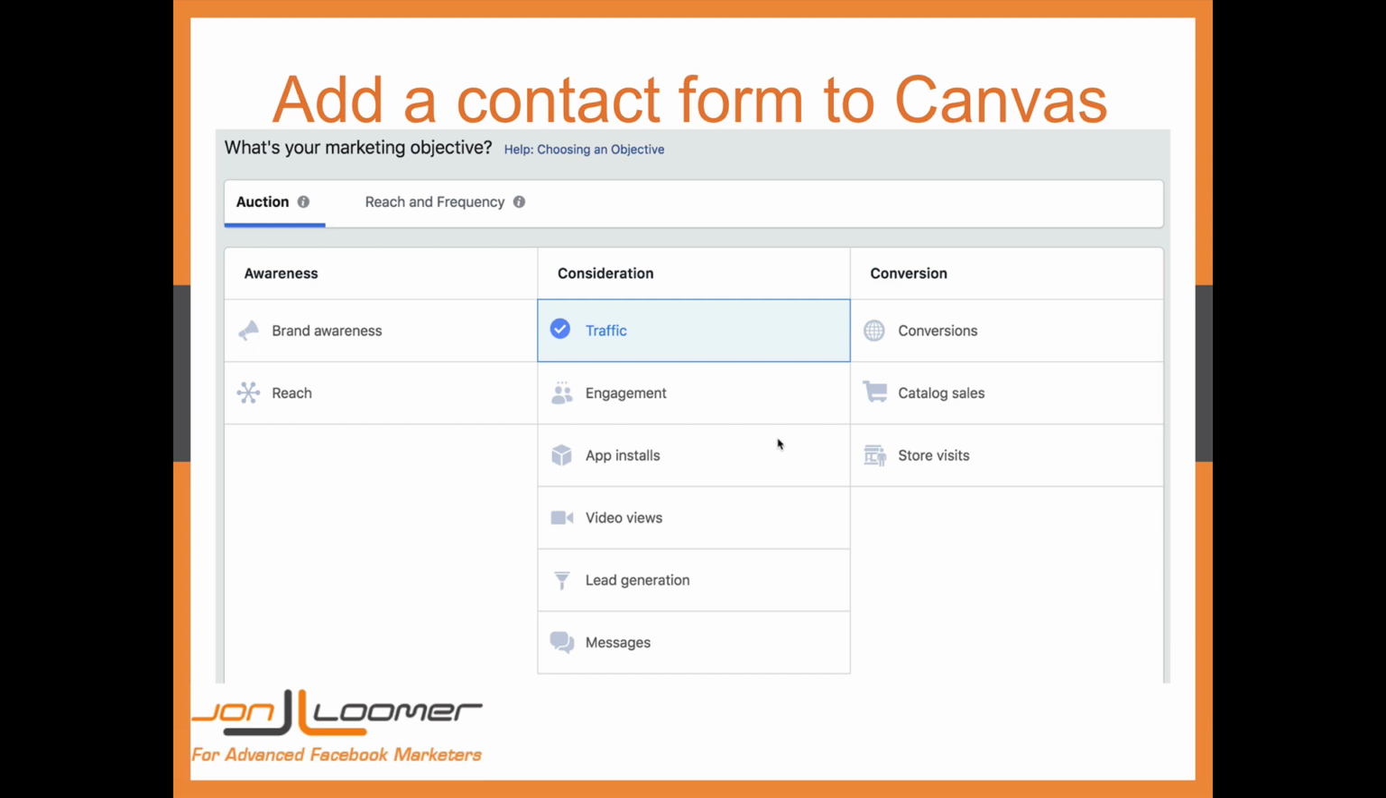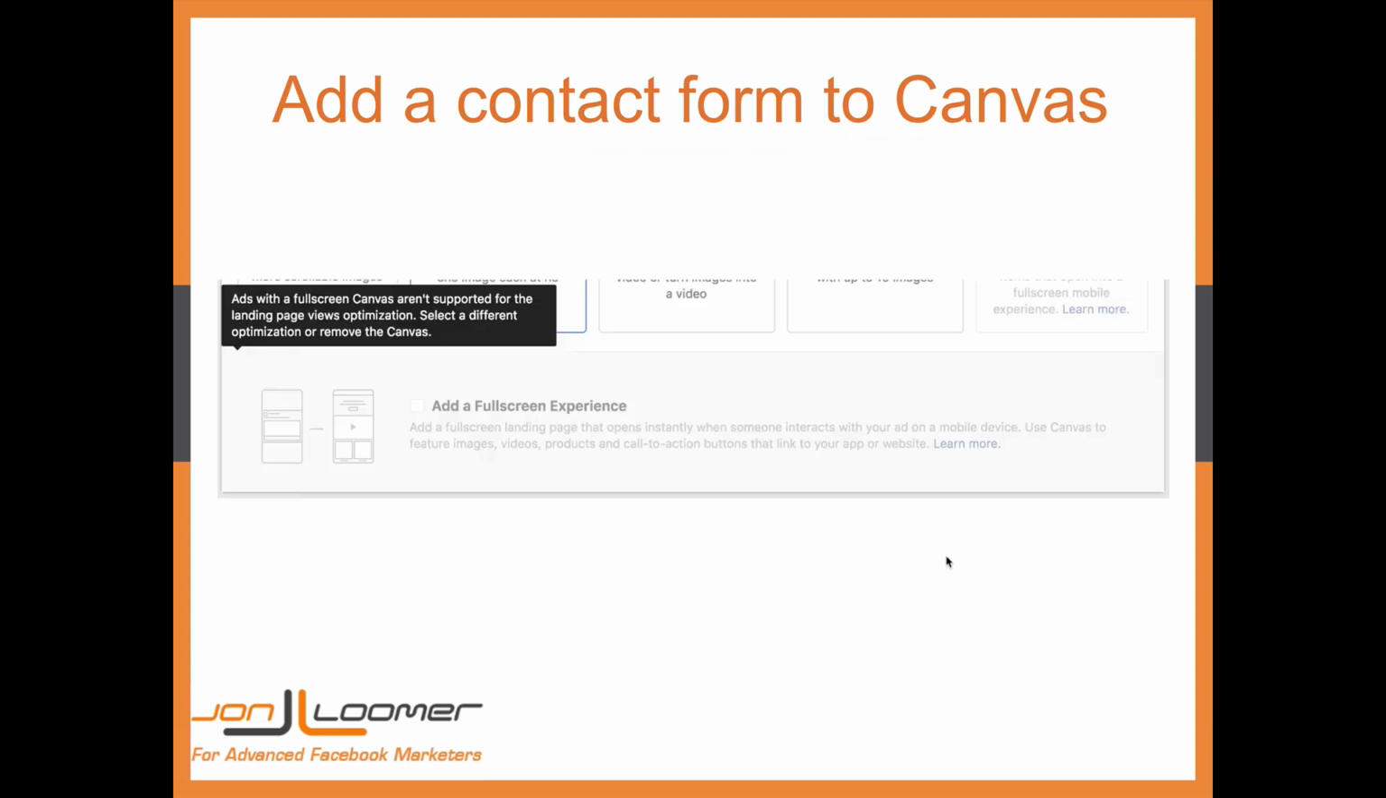So let's just breeze through this. This is all within the blog post. First thing you've got to know, traffic objective, at least for now, you've got to use it. But the other thing, and this has gone back and forth because I talked about it, if not last week, the week before, that this changed in terms of I could use the landing page views optimization, and this worked fine. Well, now I'm getting this error again. This is at the ad level, that I can't check adding a full screen experience, which is a canvas basically, unless I use something other than landing page view optimization.